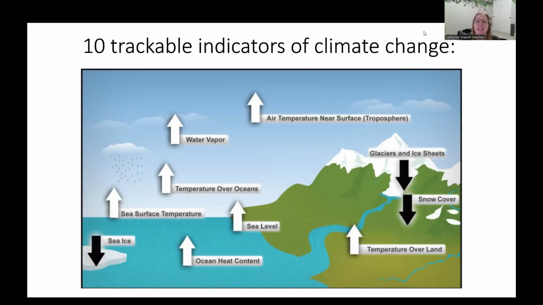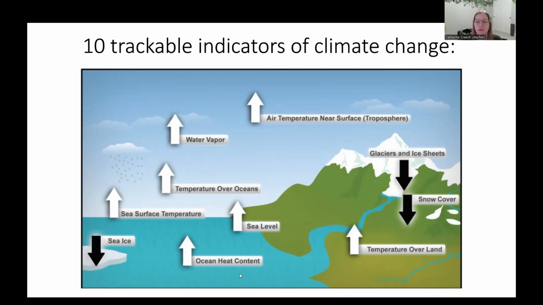The first is 10 trackable indicators of climate change. What does trackable mean? It means quantifiable and easy to measure repeatedly. So these are data that we are taking continually to see how climate change is progressing.